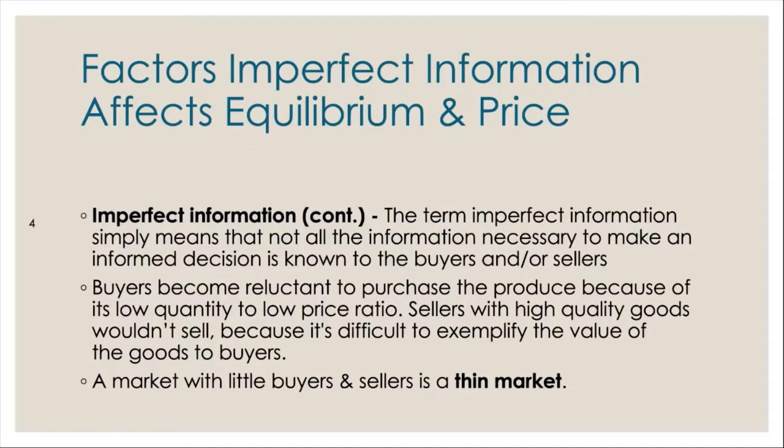Another piece of imperfect information is that the term simply means that not all the information necessary to make an informed decision is known to the buyers and/or sellers. The buyers typically will become reluctant to purchase the product because of the low quality to price ratio. Sellers with high quality goods wouldn't sell because it's difficult to exemplify the value of the goods to buyers. A market with few buyers and sellers is a thin market, which affects the equilibrium in price.